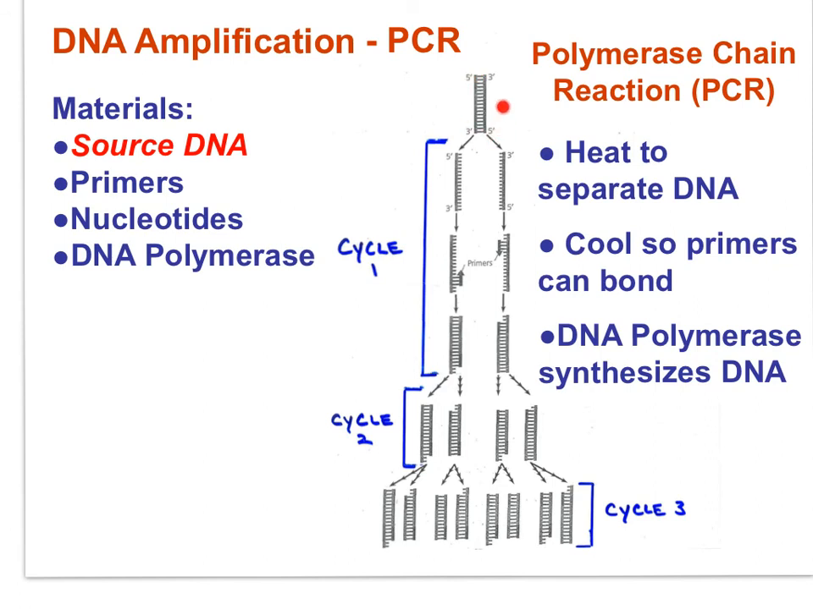We take the DNA, the small quantity collected from a crime scene, we heat the system to separate the DNA strands, we cool the system so the primers can bind to the gene of interest, and then DNA polymerase synthesizes DNA along each of the template strands. Cycle after cycle, and the quantity of DNA increases exponentially.